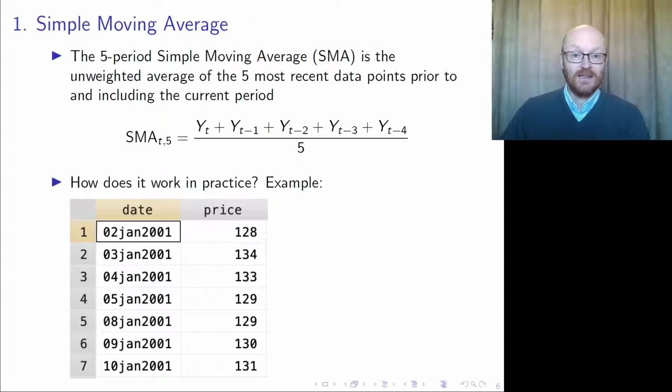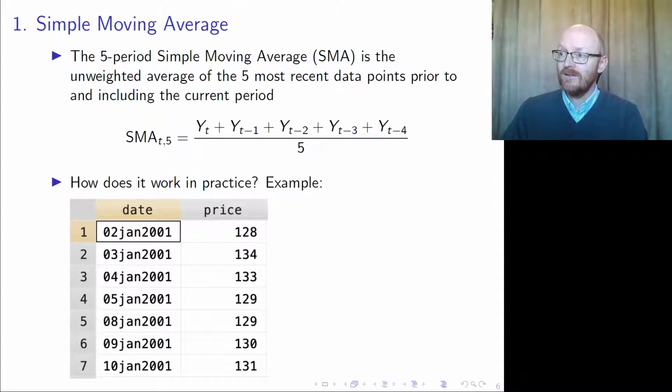Hi everybody, now we're talking about smoothing the time series. So we start with simple moving average. And how do you calculate that? You just take the unweighted average of a certain number of the most recent data points you have.